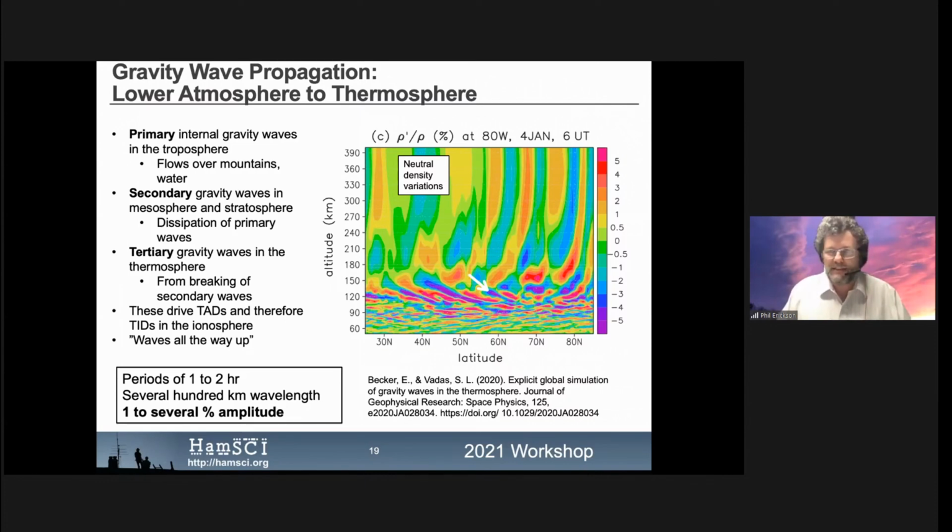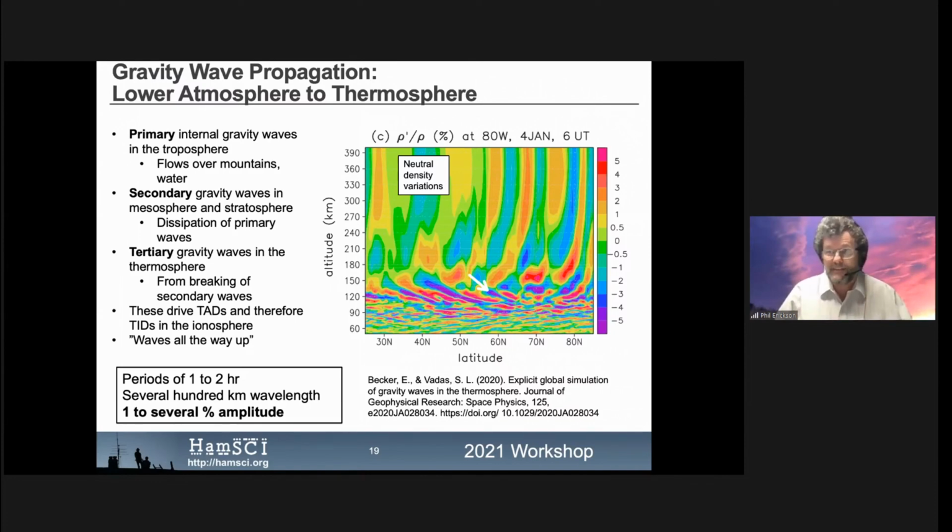This shows you that the gravity wave propagation up from the ground is pretty complicated. It turns out that down at the bottom, you have primary gravity waves that are generated by mountain water flow. They go up and they break. They generate secondary gravity waves up in the mesosphere and the stratosphere, 30, 40 kilometers up to say about 90 to 100 kilometers. That's how the energy is dissipated from the primary waves.